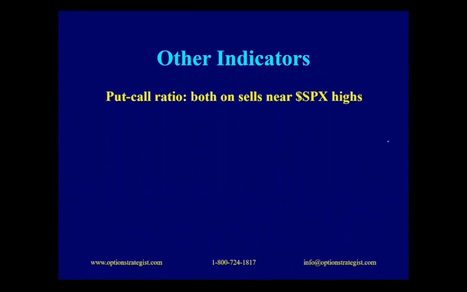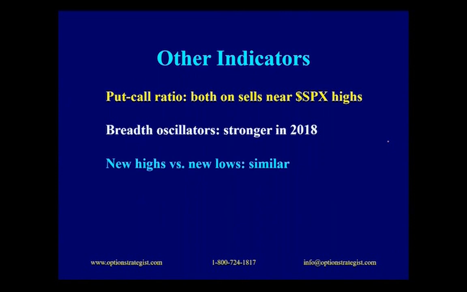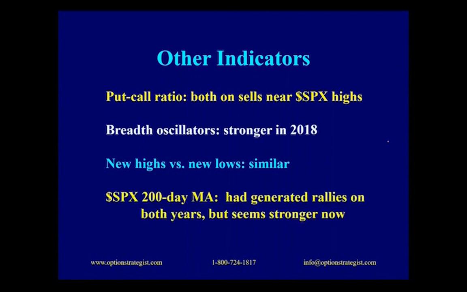I don't have charts on all the rest of these. The put-call ratios were both on sell signals now and then. The breadth oscillators are stronger right now than they were back then, but that still doesn't mean we can't roll into a sell signal. New highs, new lows, pretty similar in both cases. New highs are outnumbering, but not by a lot. And the 200-day moving average: this year, it's been stronger. Every time we touched it this year, the market has had a big rally. Back then, it was going below the 200-day moving average and then rallying, but eventually it rolled over.